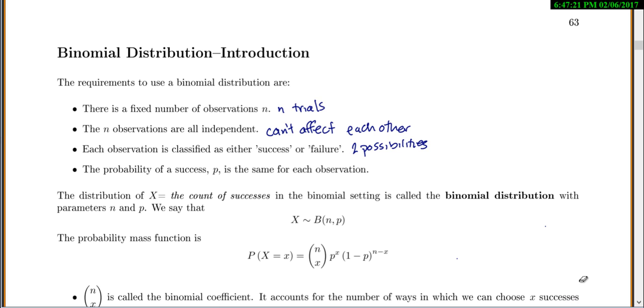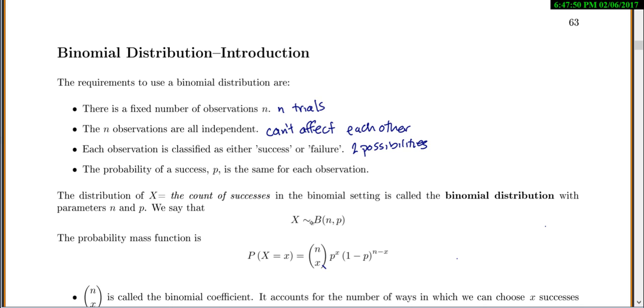If you have an application where it fits all of those four criteria, you can use the binomial distribution. And so what you do is you're always interested in counting your successes. So to count your successes, X would be the number of successes you get, and that distribution will be called the binomial distribution. And it actually has two parameters, N and P, because both your number of trials and your probability affect your distribution.